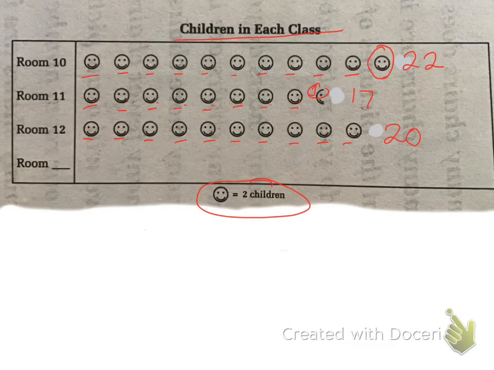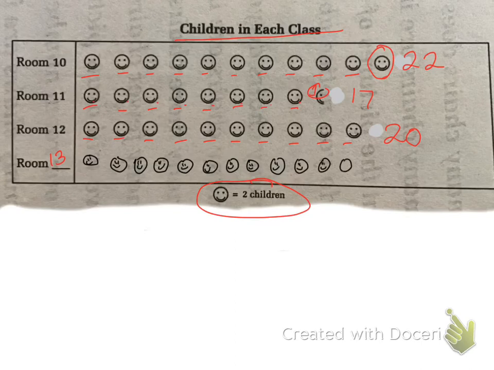So our room, let's say our room is room 13. Okay. And we have 25 students. So that means I'm going to have to draw 12 smiley faces and then 1 half a smiley face. So we have 1, 2, 3, 4, 5, 6, 7, 8, 9, 10, 11, 12, and that's 24. And then I have to draw half a smiley face for 25.